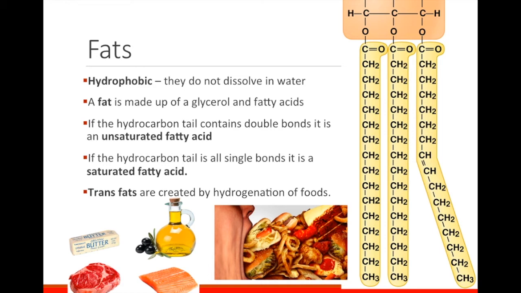One method of preparing foods to be preserved longer is called hydrogenation. This is simply the act of adding hydrogen. This takes unsaturated fats and adds hydrogen to make them saturated. It can also create a different type of fat called a trans fat, which is very bad for heart health. Trans fats are found in foods like margarine, cookies, crackers, baked goods, and fried foods.